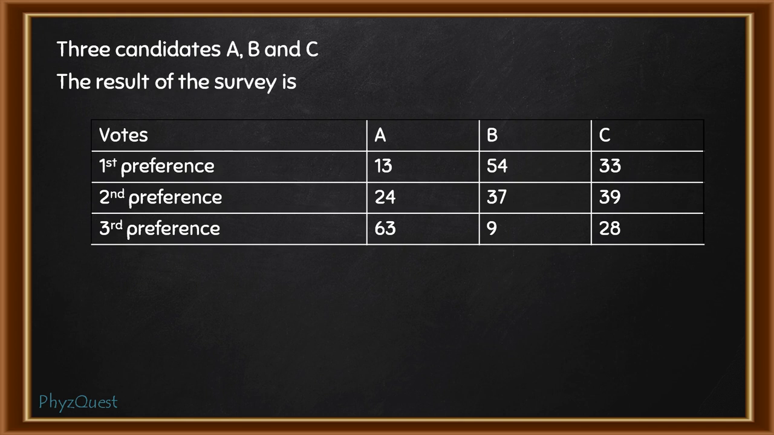Now here the question is, we need to find out the most preferred candidate. So by just adding these numbers, like for candidate A, if we just add up 13, 24 and 63, this will not give you a clear picture. So here another piece of information is given, that is the weightage of each preference. Because 13 votes as first preference is not the same as 24 votes as second preference. There are different weightages, so that is what is given.